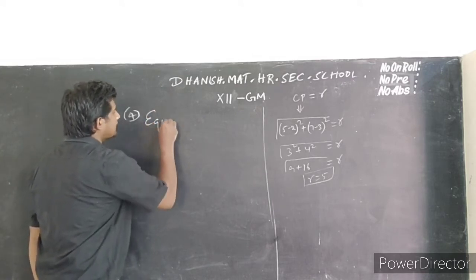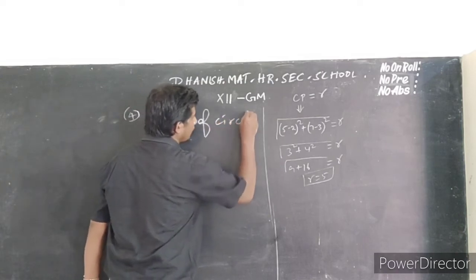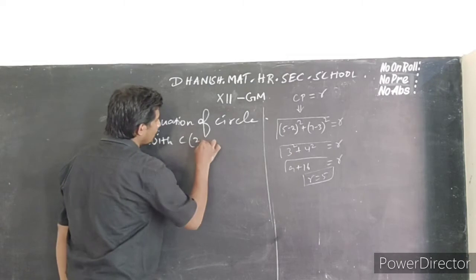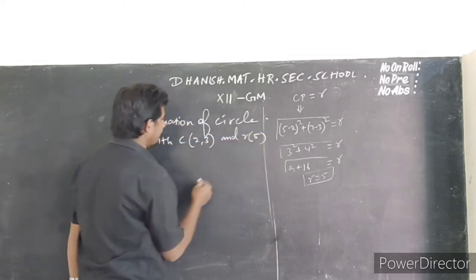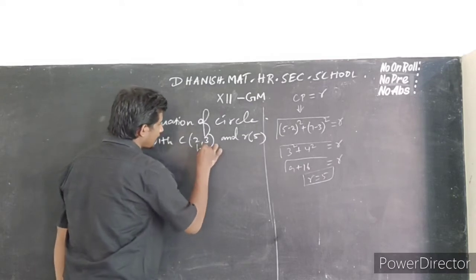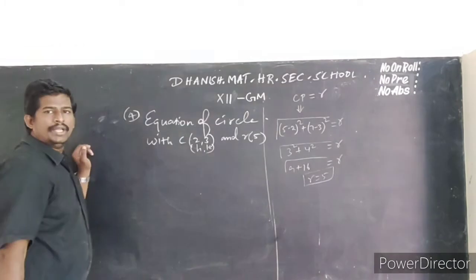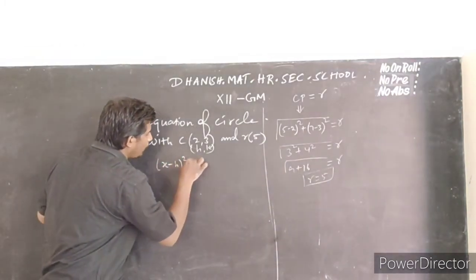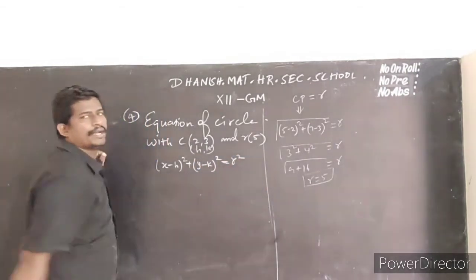So the equation of a circle with center (2, 3) and radius r = 5. The center can be taken as (h, k). Now I'm going to use the standard form: (x − h)² + (y − k)² = r².